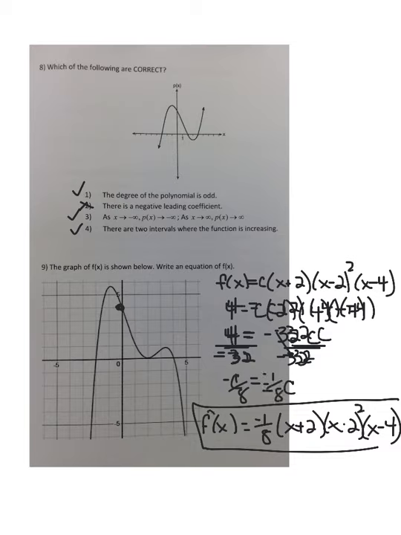So the final answer is f of x equals negative 1/8 times x plus 2 times x minus 2, that quantity squared, times x minus 4.